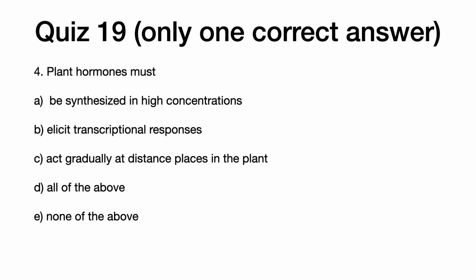4. Plant hormones must A, be synthesized in high concentrations. B, elicit transcriptional responses. C, act gradually at distant places in the plant. D, all of the above. E, none of the above.